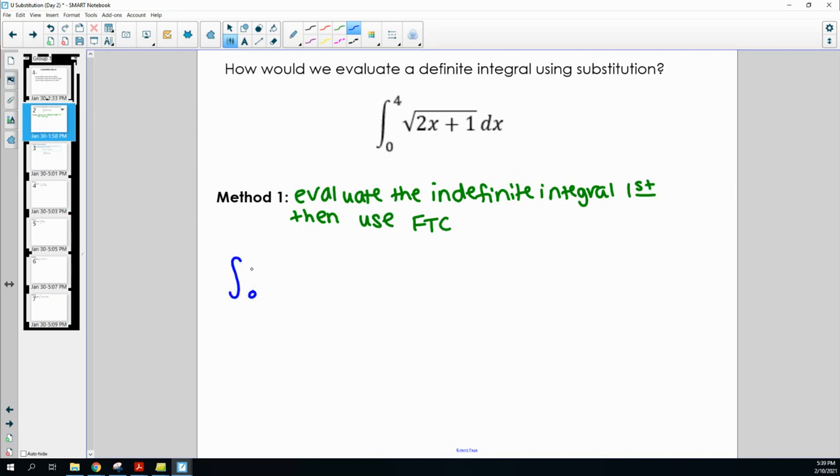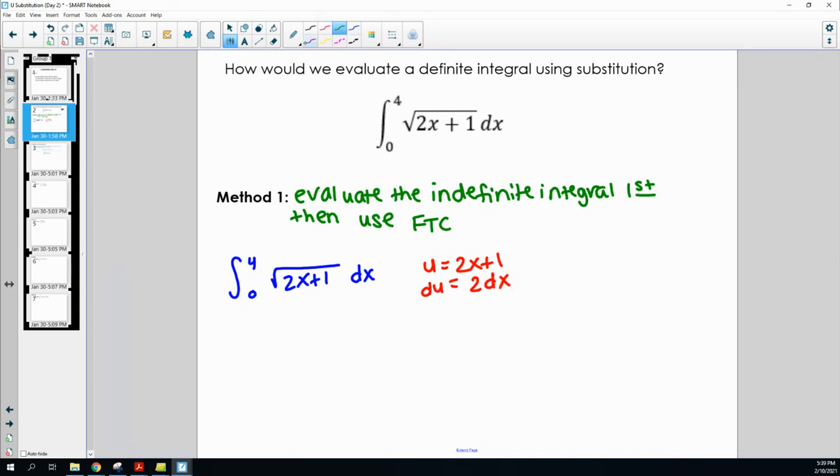So we've got the integral from 0 to 4 of the square root of 2x plus 1 dx. Okay, so we have to use U substitution here. So remember that U will be our innermost function. So in this case, our U is going to be 2x plus 1, and our du is going to be 2 dx.